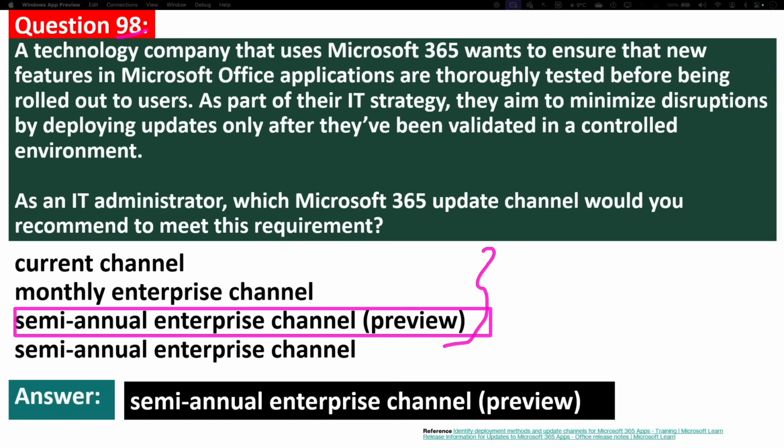It provides feature updates twice a year in March and September, but gives the IT team a preview version about 2 months earlier than the general release. This channel is ideal for pilot testing new features in a controlled environment before rolling them out company-wide. Some of the benefits are early access to features, controlled testing, reduced risk, and predictable updates.